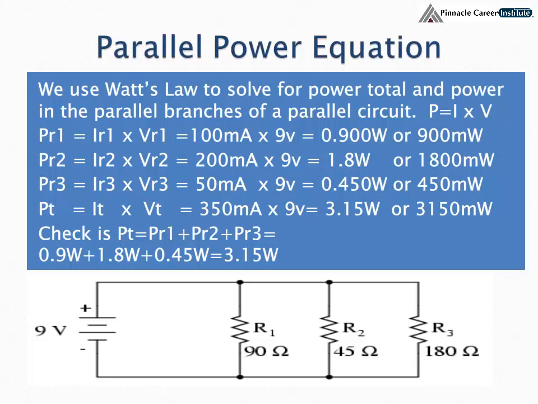And our check is that in power you can always add the power drops together to get the total power. This is the same in parallel as it is in series. So in this case we add our power drops, 0.9 watts plus 1.8 watts plus 0.45 watts, and we get the same total power, 3.15 watts. Again, this is a box check. We've got the total power both ways. They are equal, so we know we did all the values correctly.